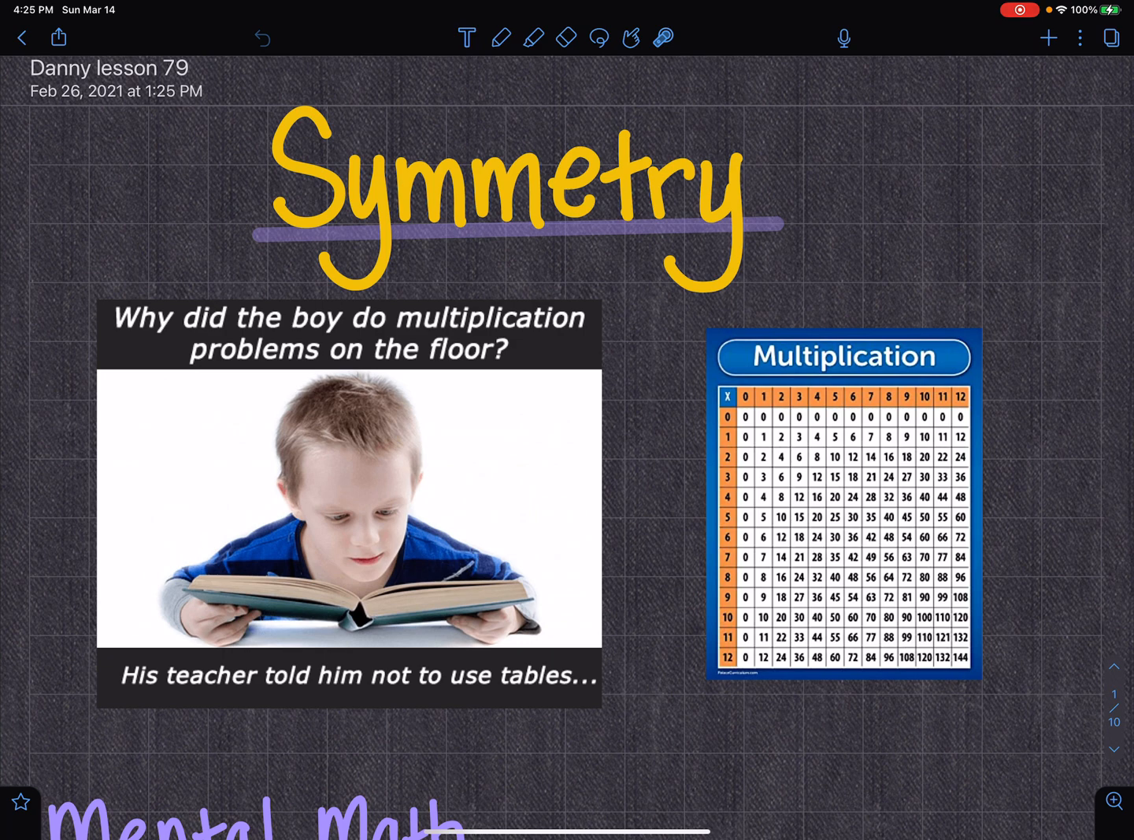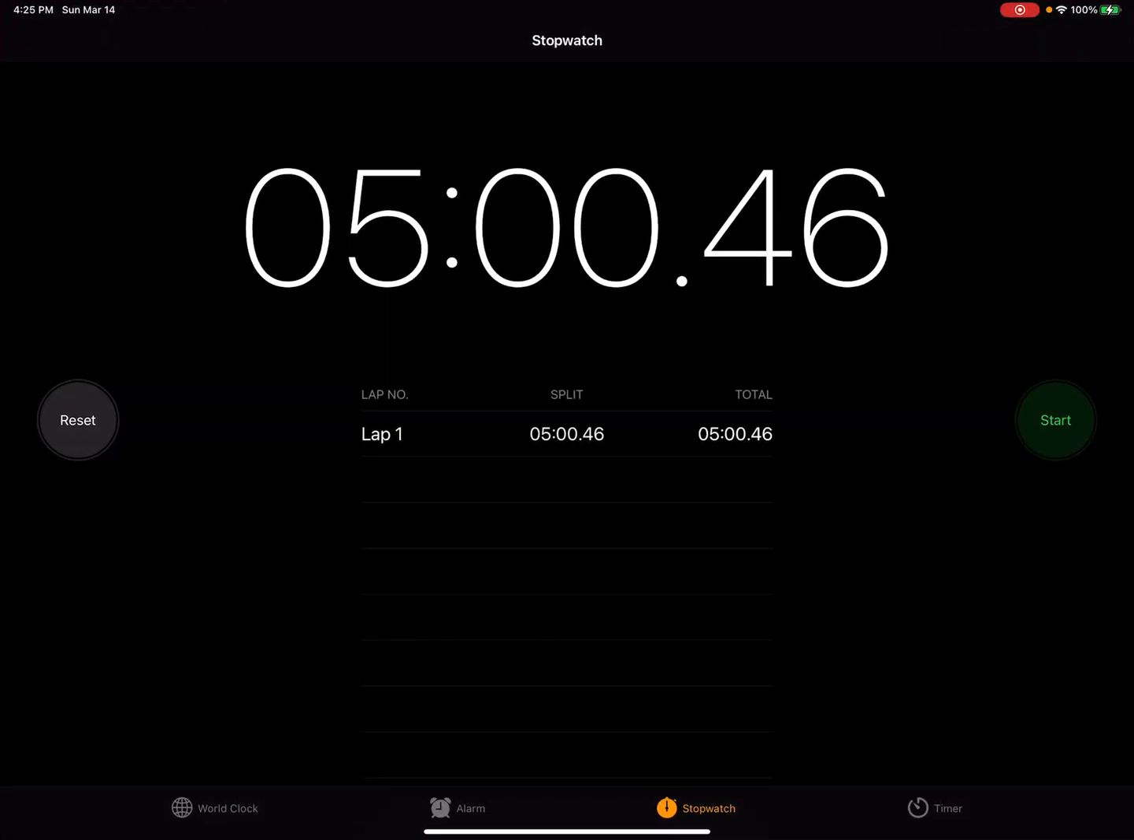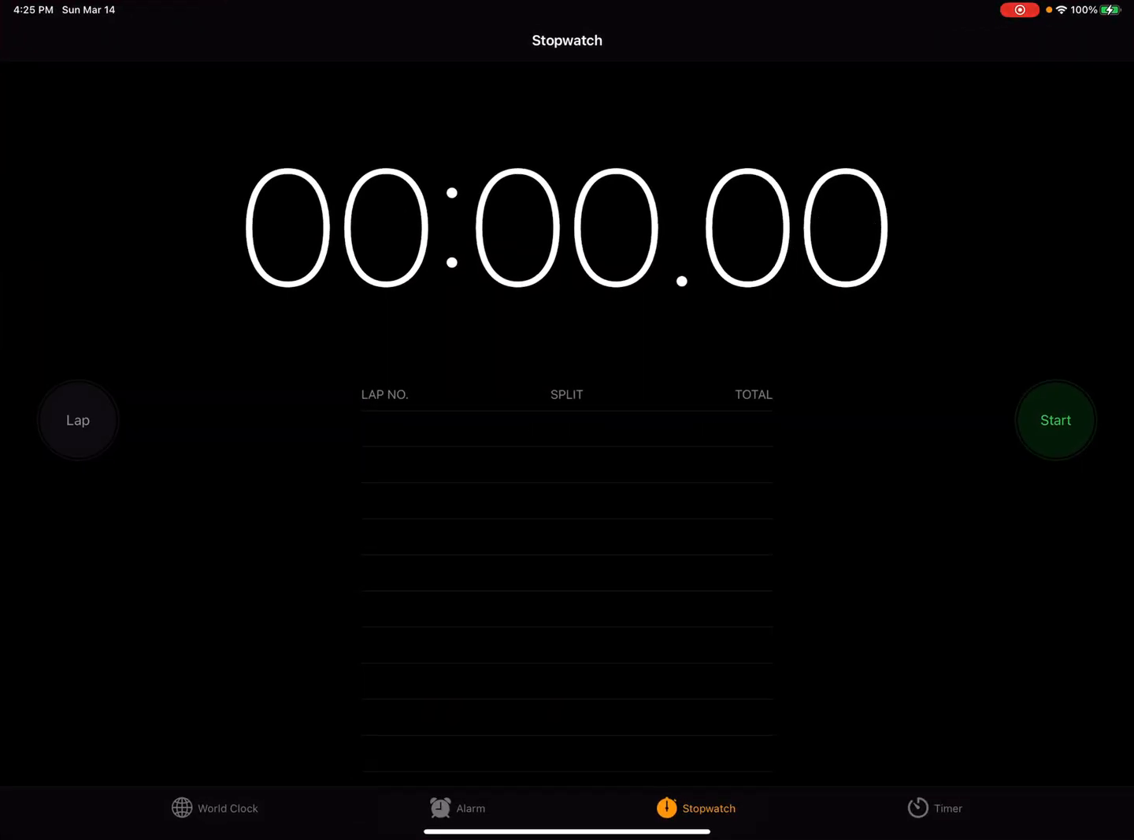All right, we are going to start out with your multiplication facts, and you are going to have 5 minutes to do it, okay? On your mark, get set, go.